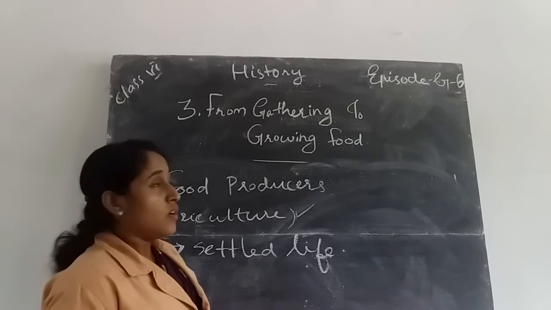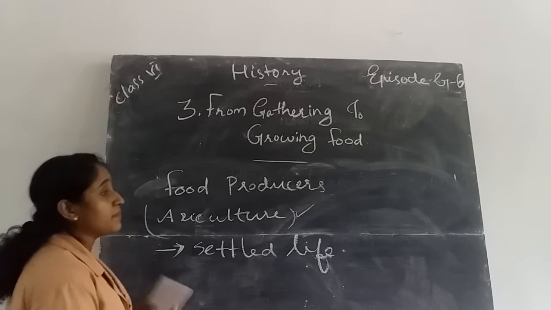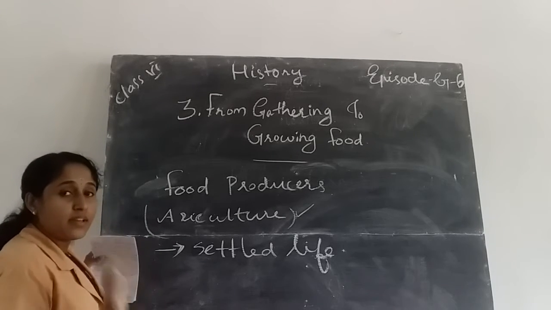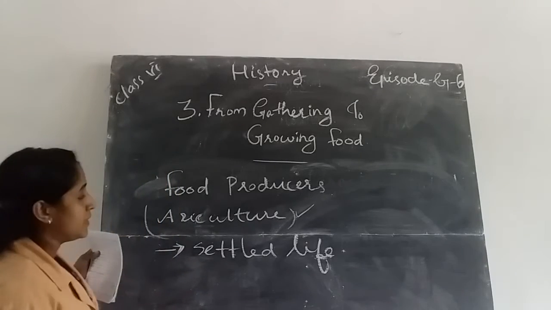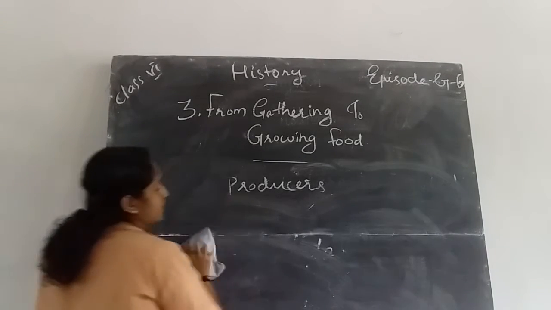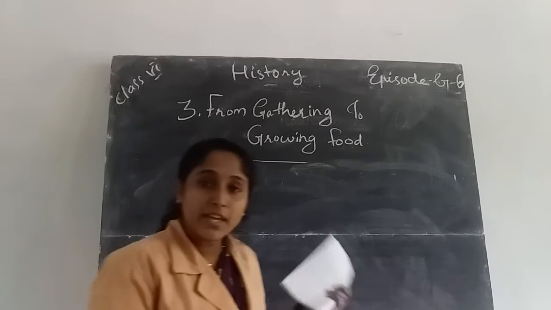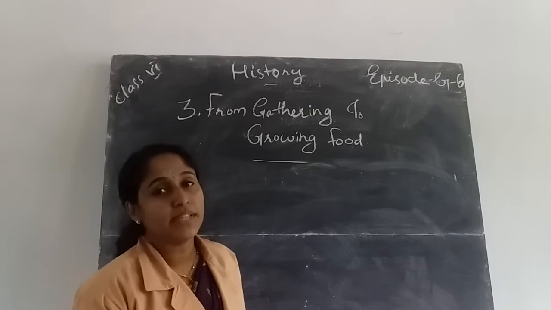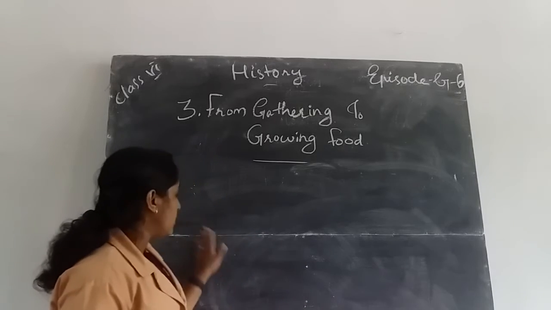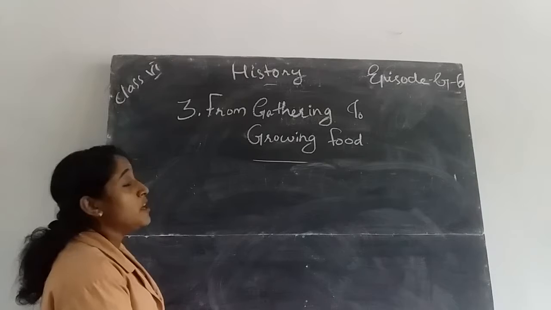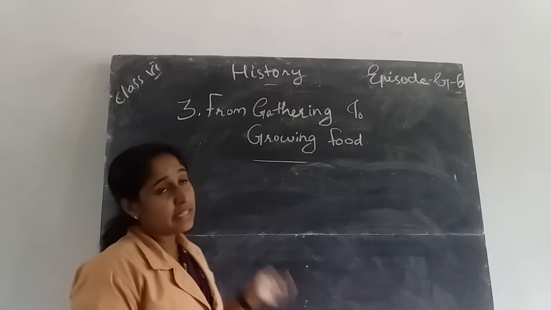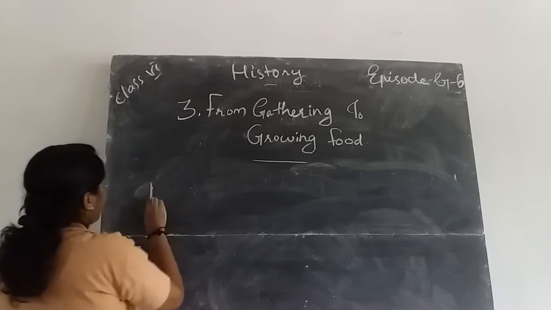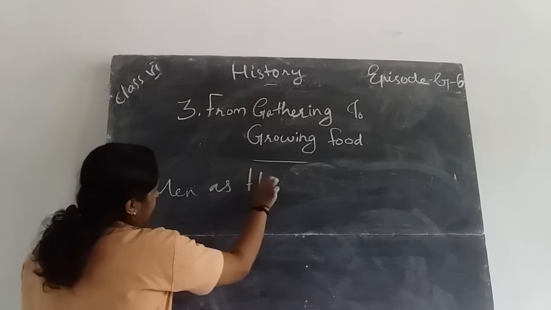At the same time that early humans started farming, they started to raise animals. We already said that early humans used plants and animals for their food. So we now know how the early humans became farmers and food producers. At the same time they started raising animals, becoming herders.